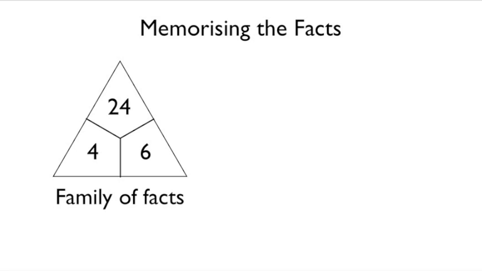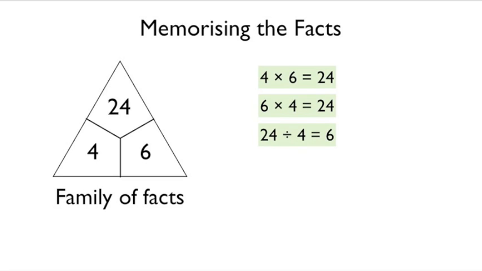Essentially, a family of facts is a collection of multiplication and division facts which belong together. In this case, we can generate 4 facts from the numbers 4, 6, and 24. Here they are. 4 times 6 is 24. 6 times 4 is 24. 24 divided by 4 is 6. And 24 divided by 6 is 4.